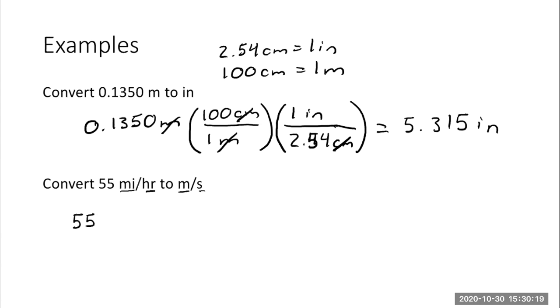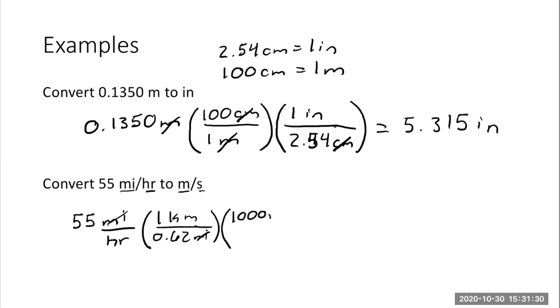So if we start with 55 miles per hour, and I also know that 1 kilometer is 0.62 miles. So now my miles will cancel and I'm in kilometers per hour. So you see how we just carry the units across that way. Now I'm going to go from kilometers into meters. So I know that for every 1,000 meters, I have 1 kilometer. So now you can see we're in our desired unit for our measurement of length.